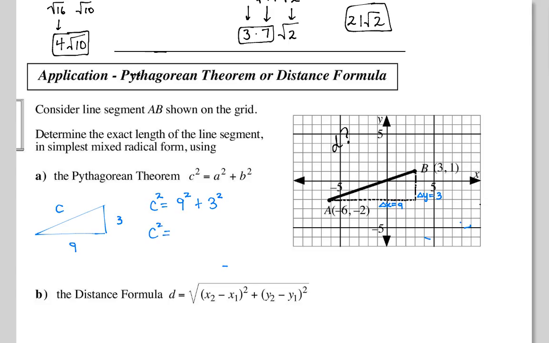What's 9 squared? 81. 3 squared is 9. So you get that c squared equals 90. How to get c? Beautiful. You guys have been doing this a long time. Square root both sides, and you get that c is root 90. Now, that is definitely doable for you guys. What makes this harder is now you have to simplify this as a mixed radical. So how do you simplify root 90?